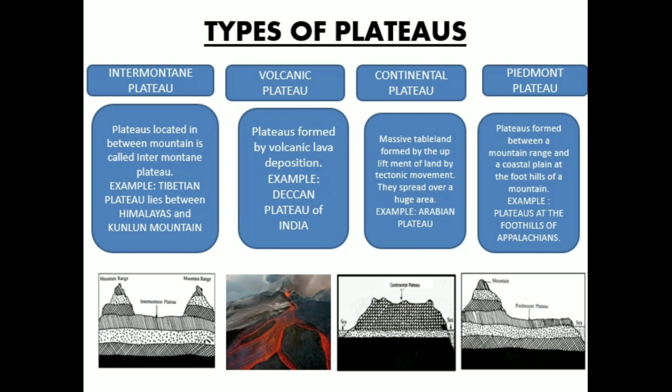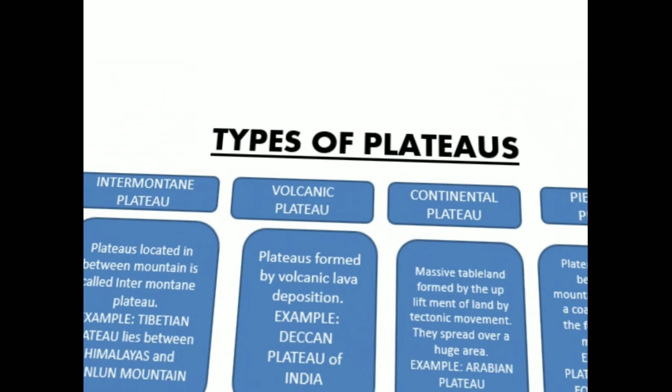Massive tableland formed by the uplift movement of land by tectonic movement is called continental plateau. They spread over a huge area. Arabian Plateau is one of the continental plateaus. Plateaus formed between a mountain range and a coastal plain at the foothills of a mountain are called Piedmont Plateau. Plateaus at the foothills of Appalachians is one of them.